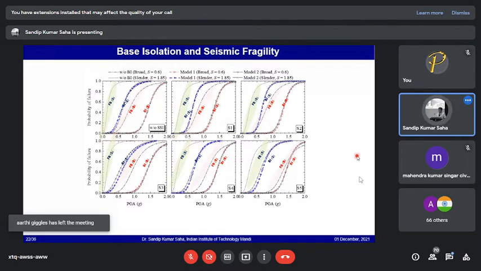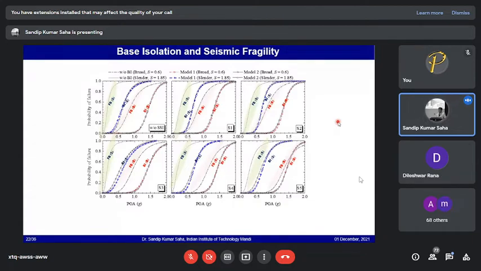As I was mentioning, for elevated tanks, the isolator can be placed at the bottom of the tank as well as at the bottom of the staging. Wherever you place it, model 1 and model 2 represent those kinds of models for isolated tanks. So whatever model you choose, the base isolation system always helps to reduce the probability of failure. That is one observation which is very, very crucial. And in design of base isolation systems, it can be shown as the beneficial effect whenever you are designing isolation.